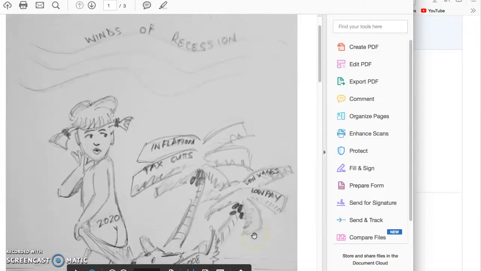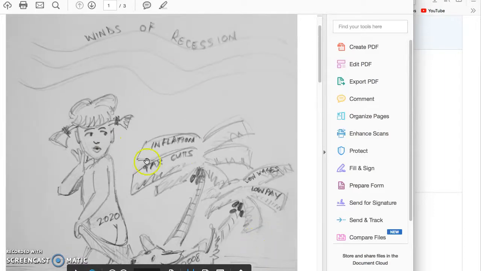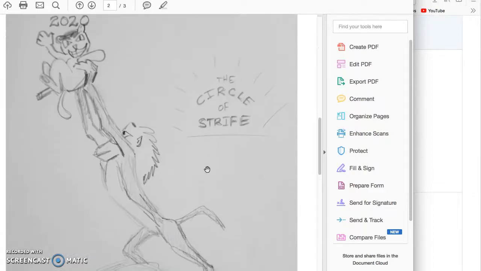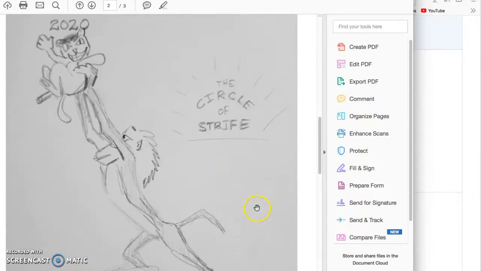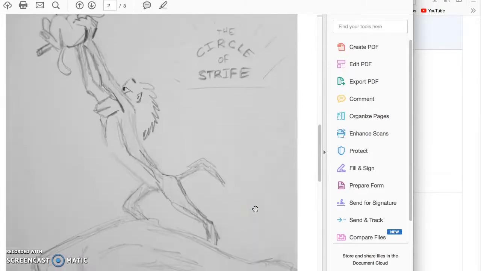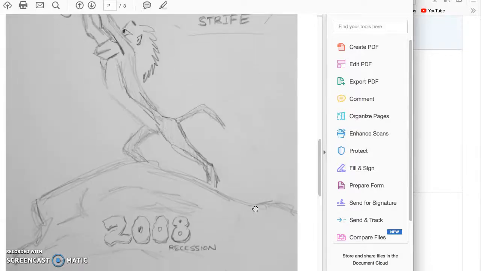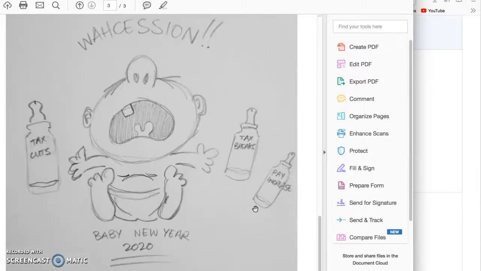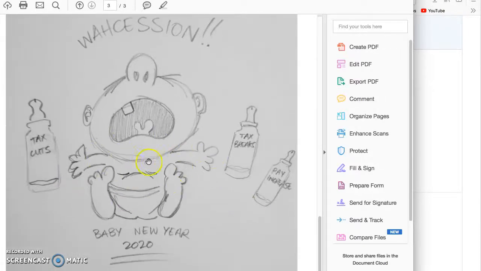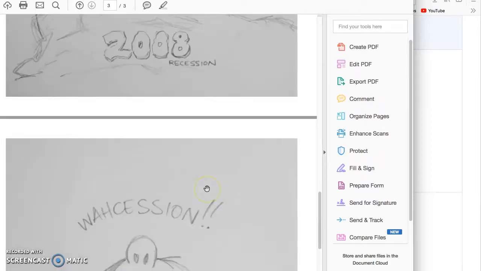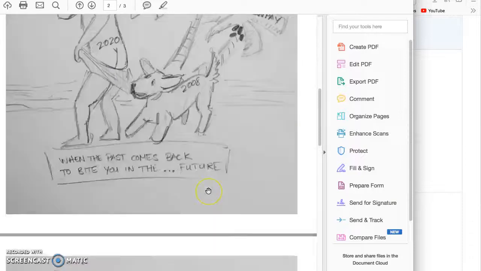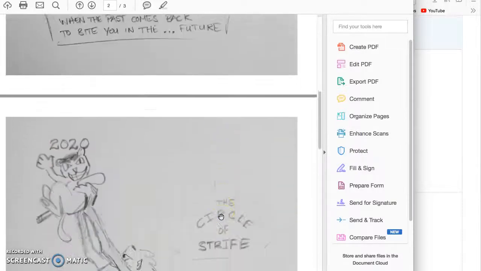When the past comes back, winds of recession. Okay. Circle of strife. Again, great drawing. You're very talented at sketching. But without these words, it's just a Lion King drawing. I like this one more than those other two because these two are somebody else's cartoon concept and they already come with heavy connotations on their own.